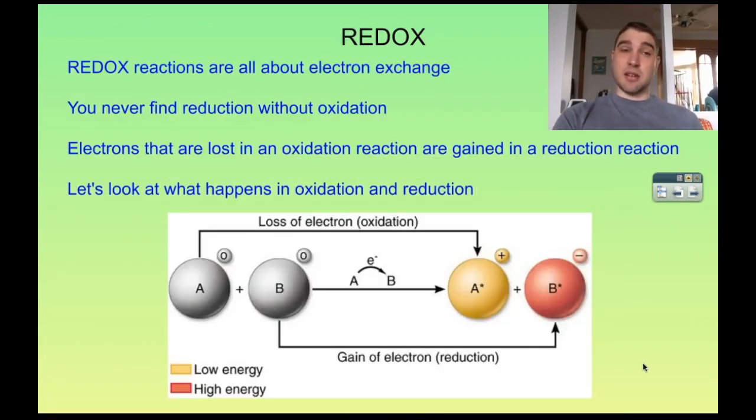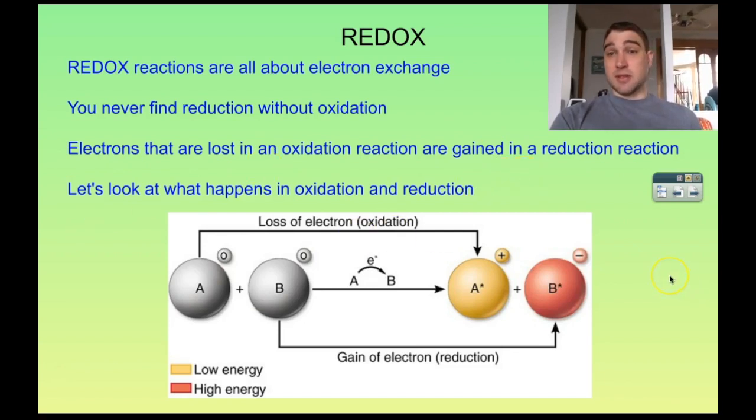So chemistry is the domain of the electron, and redox reactions are about electron exchange. So who is giving an electron to who? That's really the question. Reduction and oxidation go together. You never have one without the other, because in one reaction you have an electron being given off, and in the other reaction you have the electron being taken in. So that's reduction and oxidation. The electrons that are lost in an oxidation reaction, so oxidation is loss, are gained in reduction reactions. Reduction is gain. So we're going to focus on those terms and on what electrons are doing.